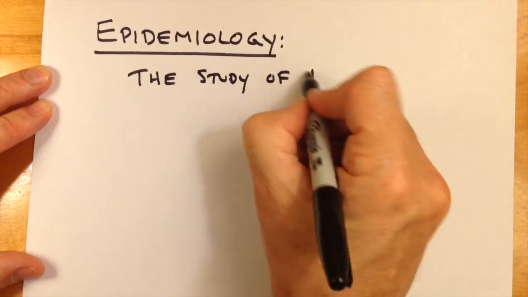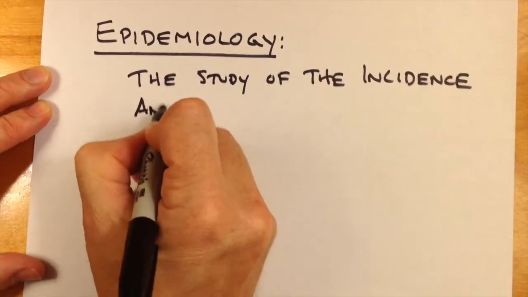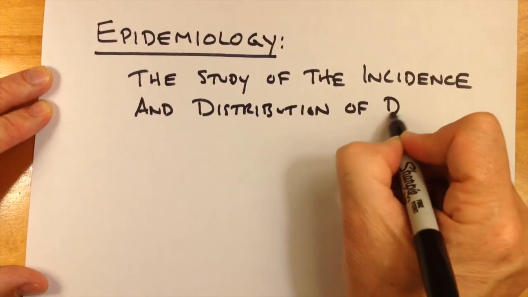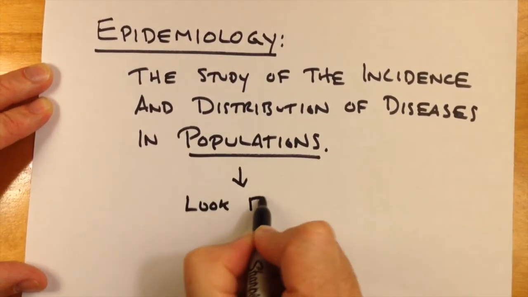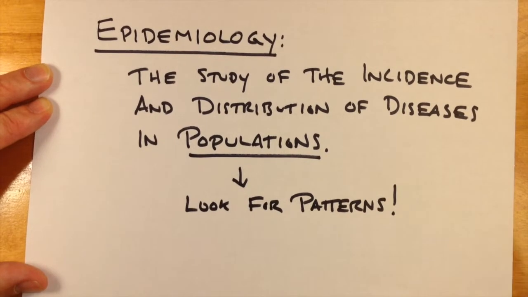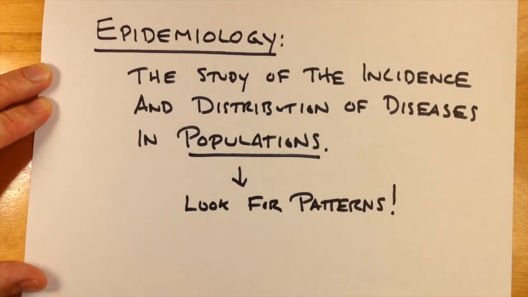Epidemiology is the study of the incidence and distribution of diseases in populations. So rather than looking at a particular individual or a particular family and what genes they might have, we're going to look at entire groups of people that have something in common. Maybe it's geography, maybe it's environment, maybe it is their common gene pool. This is what we're going to examine in epidemiology.